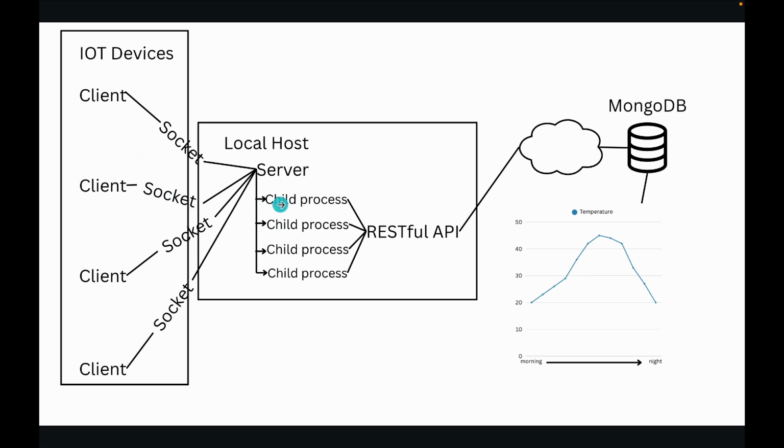These child processes would then connect to the RESTful API, which would then connect to MongoDB and then you could visualize the data. However, this had a problem. A lot of this is unnecessary. You don't need this server in the middle. The clients can directly contact the RESTful API. So that's what we ended up doing for future versions of the code. Now, let's get into an actual demonstration of how it works.